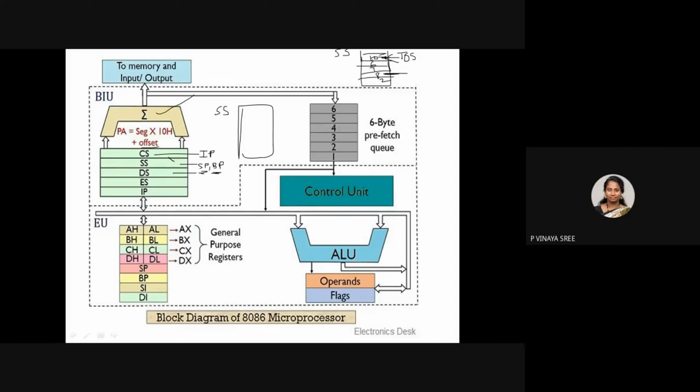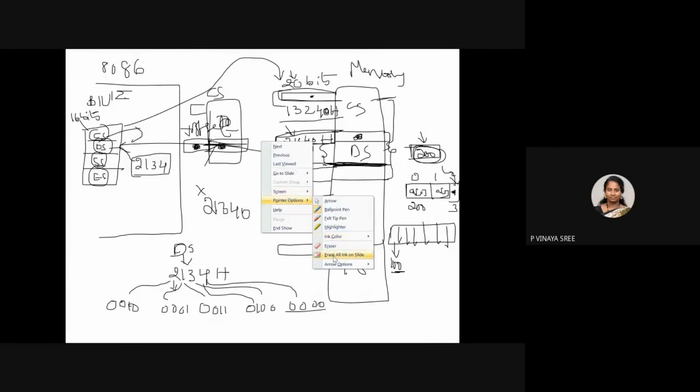Now I am done with the physical address calculation, the segmentation, and IP. But I have to explain this queue in more detail, so try to concentrate. See here, we have a queue. I said that in advance we can prefetch 6 bytes. Consider one instruction size as 1 byte, so in advance we can fetch 6 instructions.